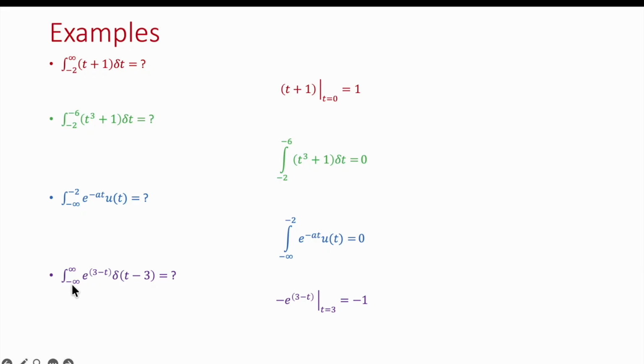In this case, the limits are from minus infinity to infinity, and the impulse function is again a shifted version, at t equal to 3 on the positive side. So you can write that signal over there, and you can take the integral of e raised to power 3 minus t, whose integral is minus e to the 3 minus t at t equal to 3, because we know that we only have the signal available at t equal to 3. So when you insert the value t equal to 3, the answer will be equal to minus 1.